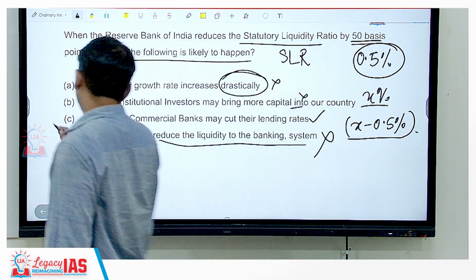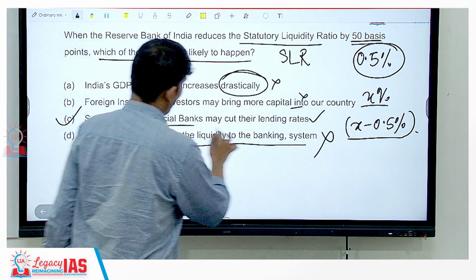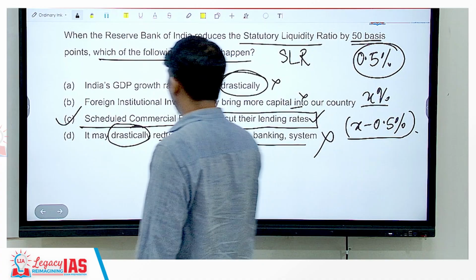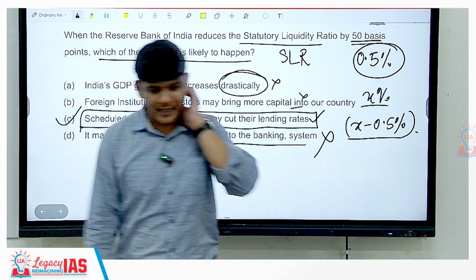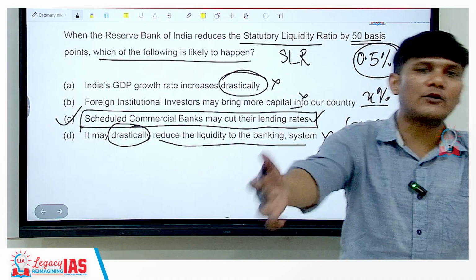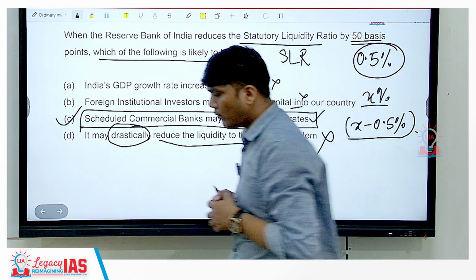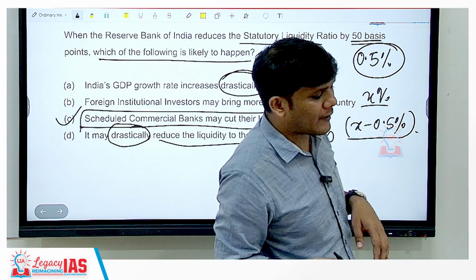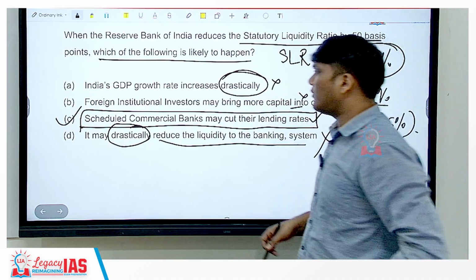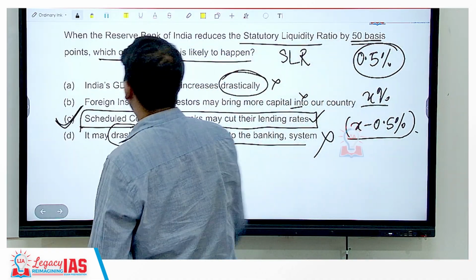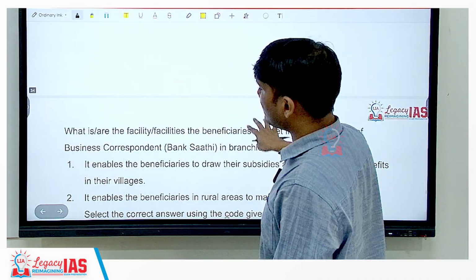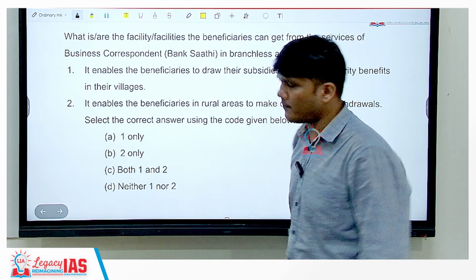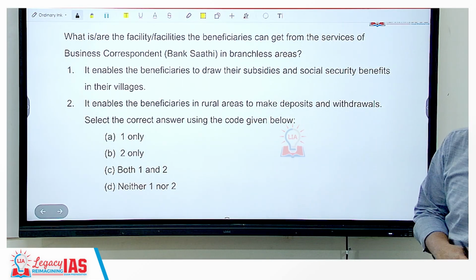So the correct answer is this: scheduled commercial banks may cut their lending rates. Why will they cut their lending rates? Now they have more money to play with. So with more money they can make more profits even if they lend at low interest rates. Hence this is the most appropriate answer. Okay, let's move on to the next question.